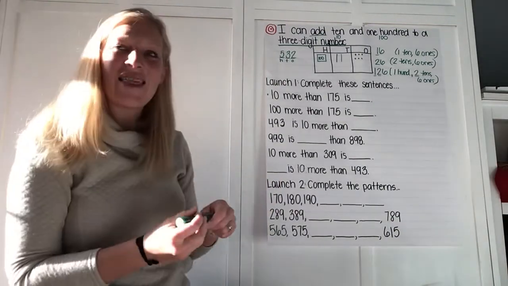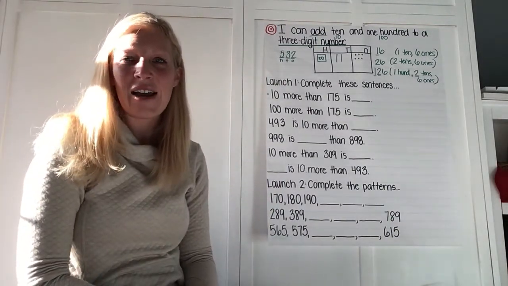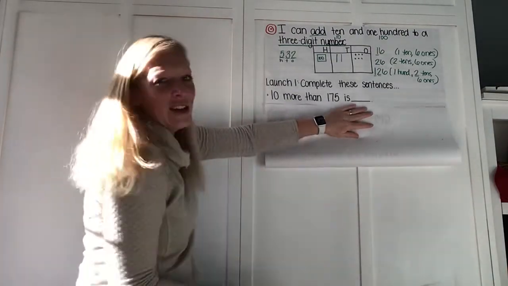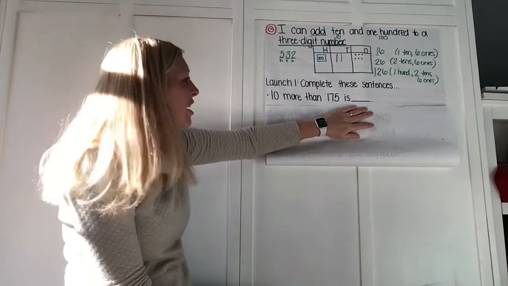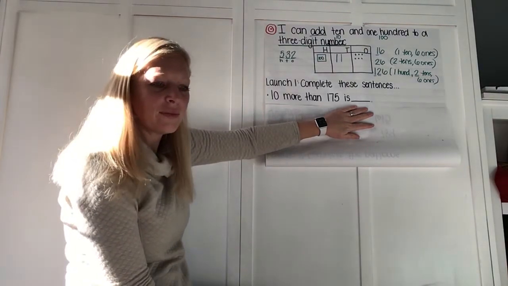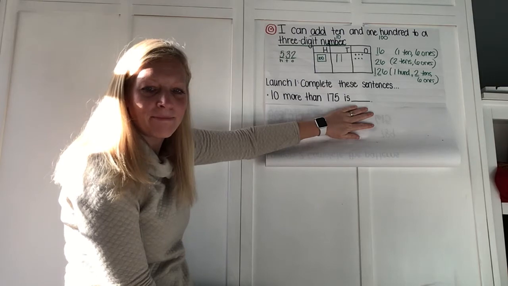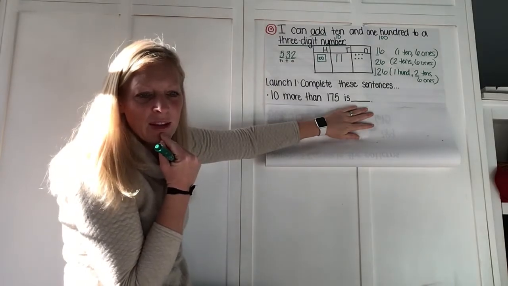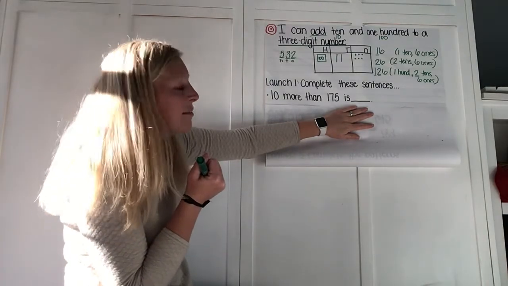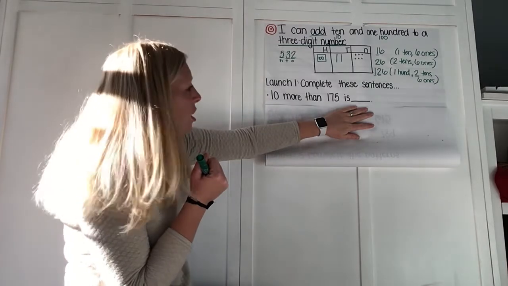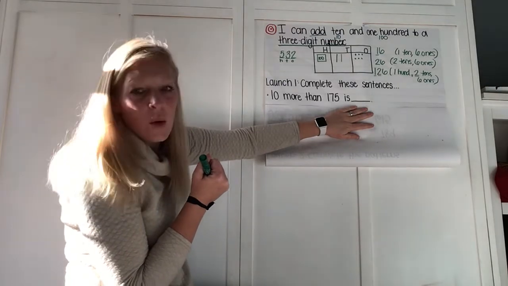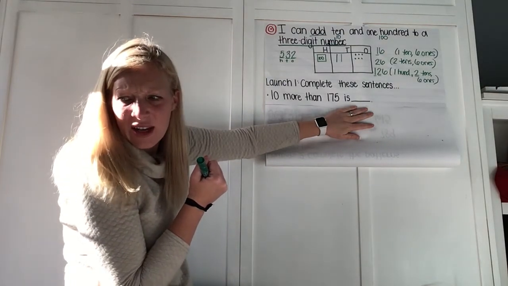10 more than 175 is. And I'm gonna cover this up so you guys can't even look ahead. 10 more than 175. How do you know what place is changing? Where is that in the 10? Which number is in that place? Well, places are staying the same. Digits are staying the same.